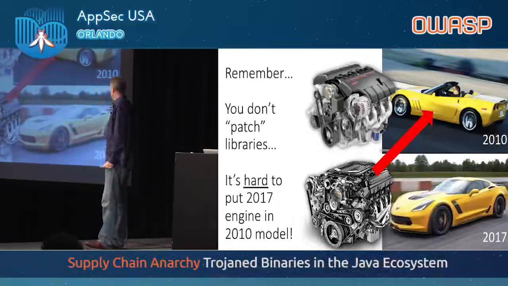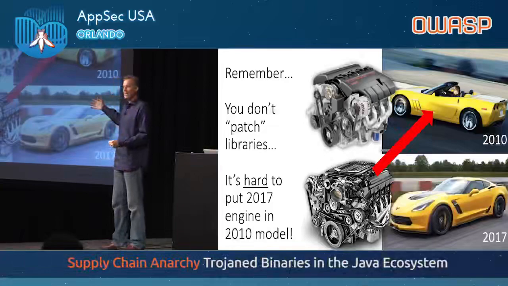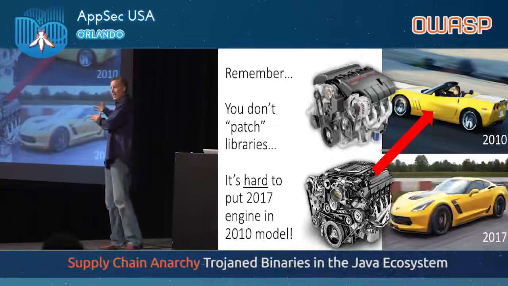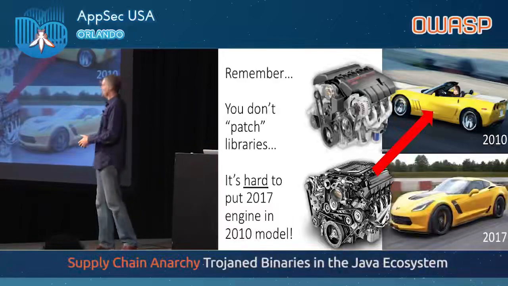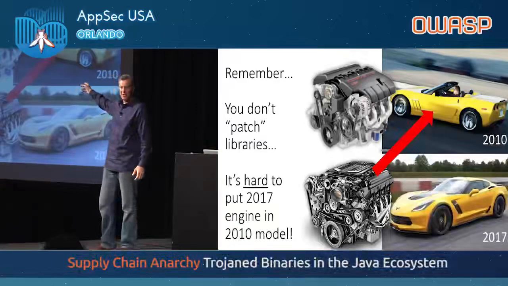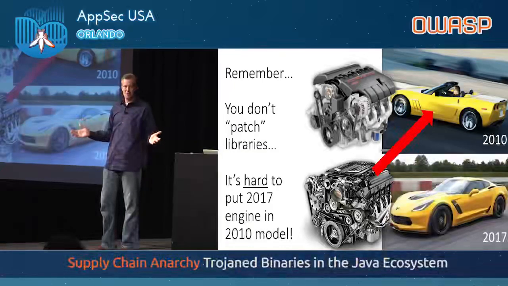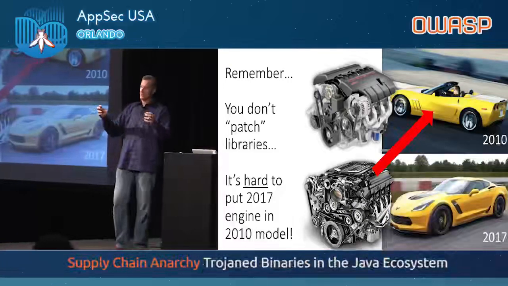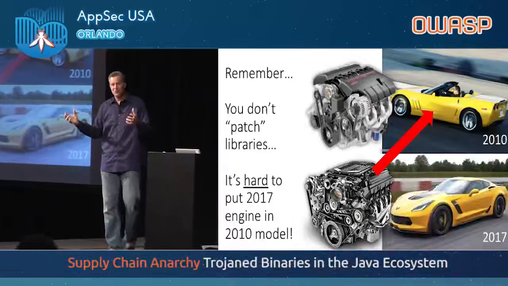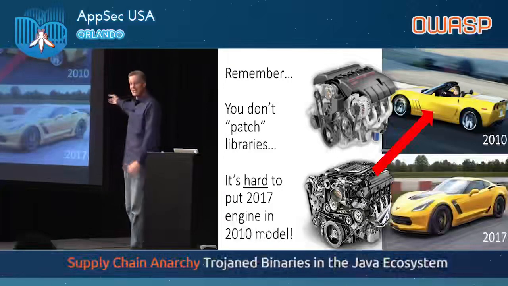This is an analogy to a car. It would be like taking an engine out of a 2017 Corvette and saying, well, you got to replace the engine in your 2010 car with this new engine. Well, there's going to be some engineering involved there, right? It's not just a drop in. You're going to have to adjust some hoses and nozzles and bolts and stuff. You're going to have to make it work. That is a ton of engineering.